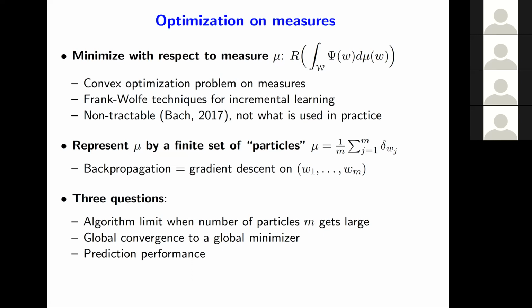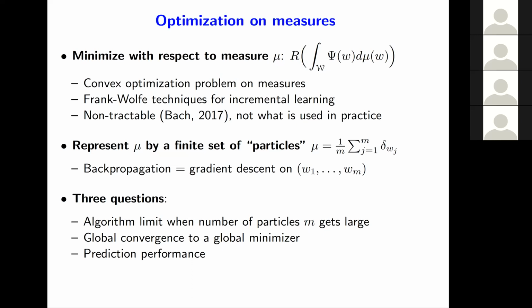And then third question: does it predict well, given that I need m to go to infinity to optimize correctly? So I need to be over-parameterized to converge, to allow easy optimization. But if I make the problem ill-defined or ill-conditioned in terms of statistics, maybe I'm not getting much. So let's look at this.